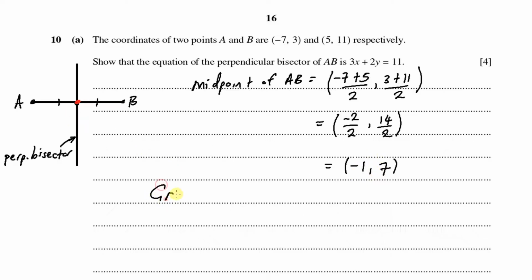I'll also need the gradient of AB. And for the gradient of AB, I'll also use the 2 points. That's change in y over change in x. So for change in y, I'll subtract the y coordinates, 3 minus 11. And for change in x, I'll subtract the x coordinates. So that's -7 minus 5. 3 minus 11 is -8. And -7 minus 5 is -12. So the gradient of AB is 2/3.